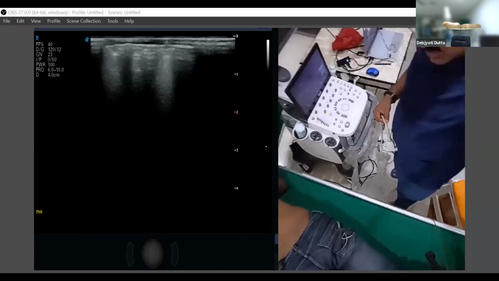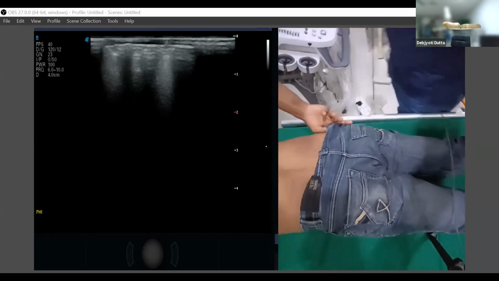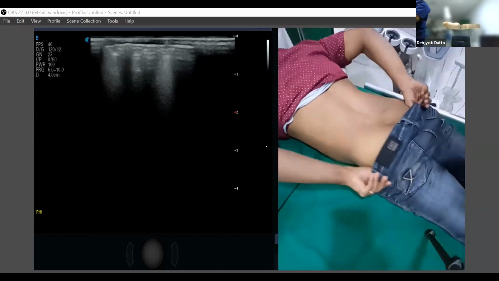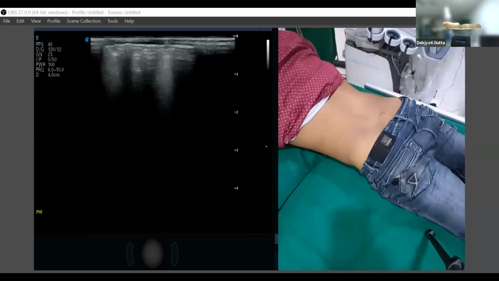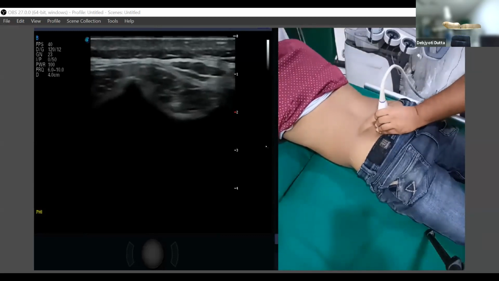Okay, fine. Okay, so I have changed the position of the camera so that my hand will not obstruct it. So again we are at the center.